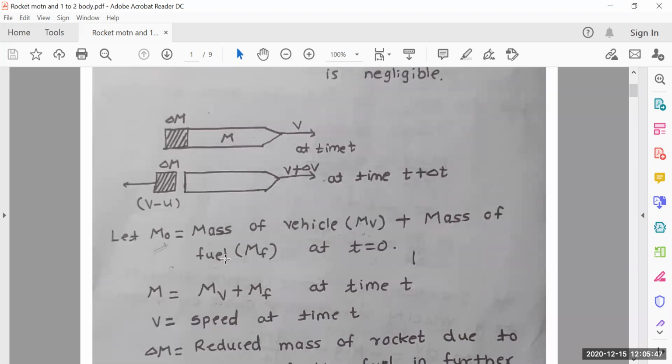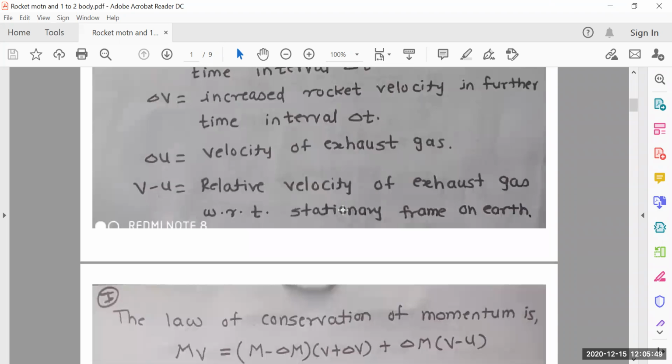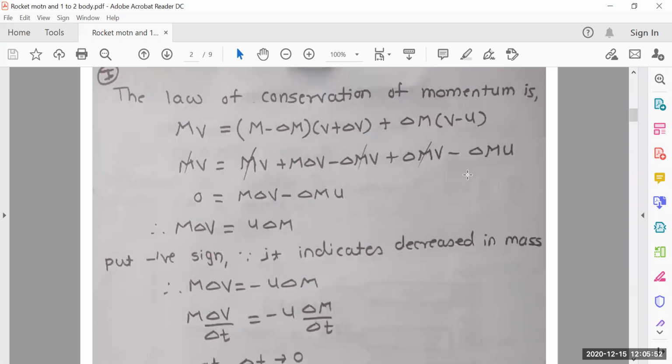Okay, now the next thing is this one. The law of conservation of momentum. Momentum is mass into velocity. So suppose before delta t, what is the momentum of vehicle? Before and after delta t time, डेल्टा t टाइम से पहले और डेल्टा t टाइम के बाद का momentum, ये हमको देखना है. Okay, momentum before delta t, and right hand side is momentum after delta t.